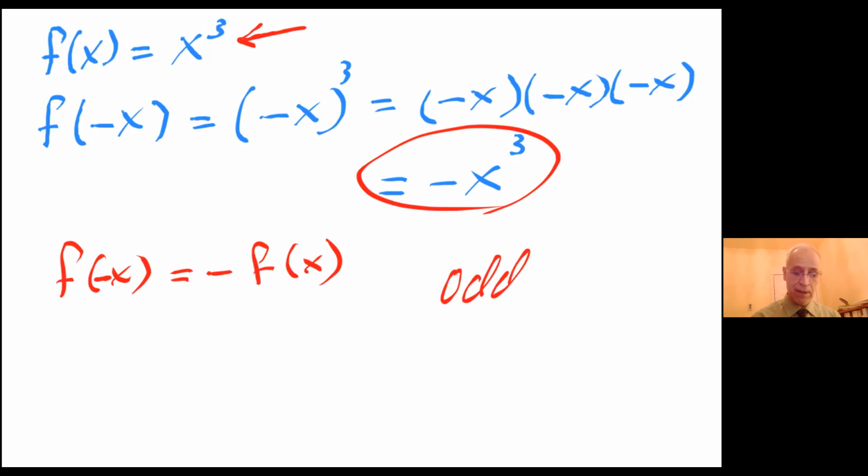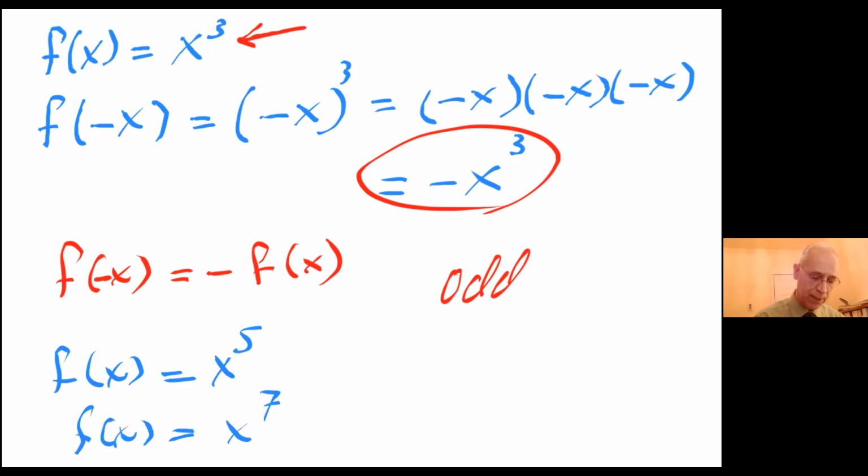Once again, all odd powers, so long as there is no shifting to the right or left or up and down, all odd functions like f of x equals x to the fifth and f of x equals x to the seventh and on and on. They are odd so long as there is no shifting around or up and down.